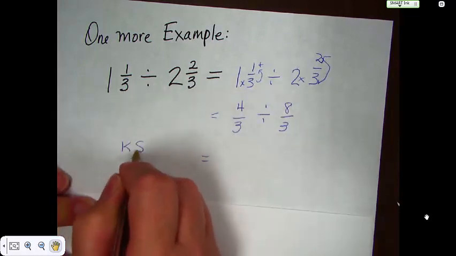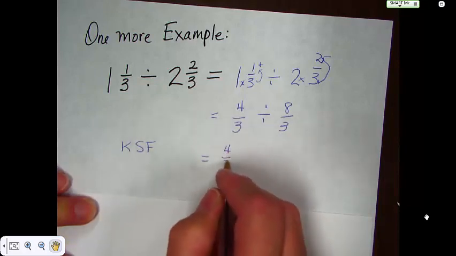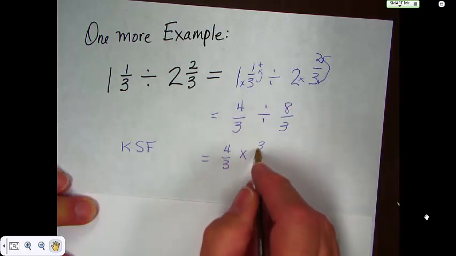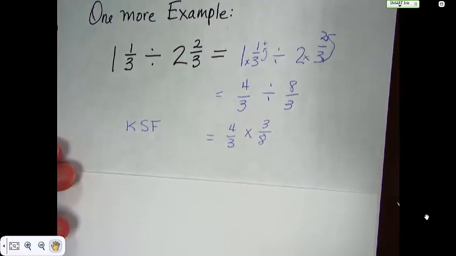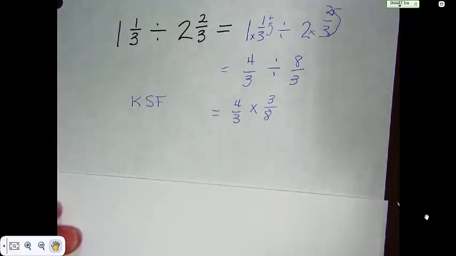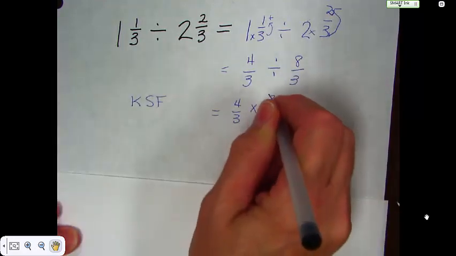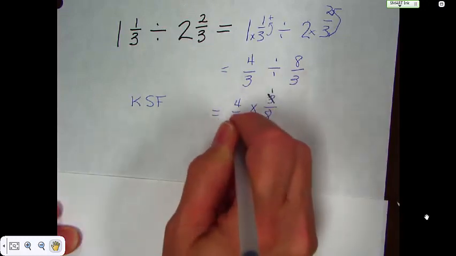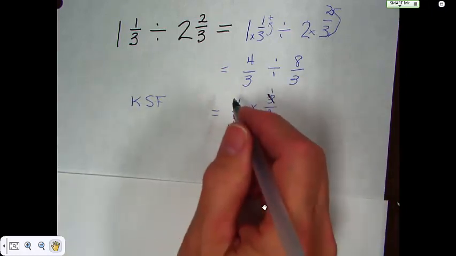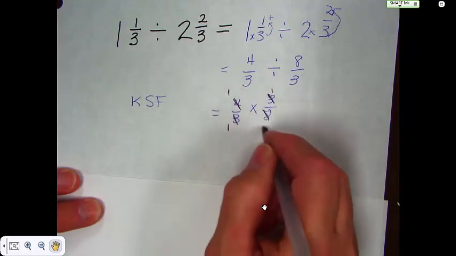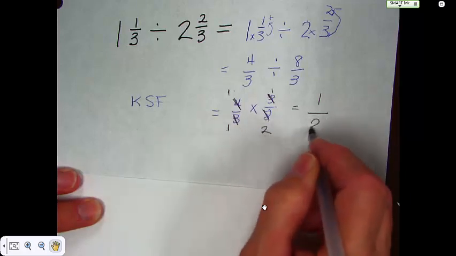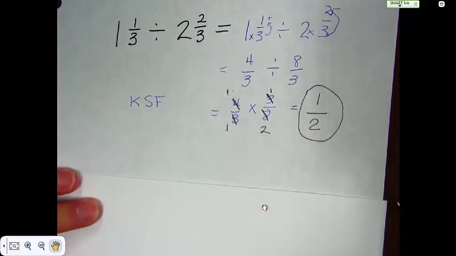Alright, now this is where we do our extra step right here. This is the keep, switch, flip step. Keep the first term, 4/3, switch division to multiplication, and then flip the last term, which is 3 over 8. Now this one's going to turn out kind of nice because we can cross reduce. So I would take a 3 out of 3, that leaves me 1, and a 3 out of 3 here leaves me with 1. Okay, and then a 4 out of here, which leaves me with 1, and a 4 out of 8, which leaves me with 2. 1 times 1 is 1. 1 times 2 is 2.